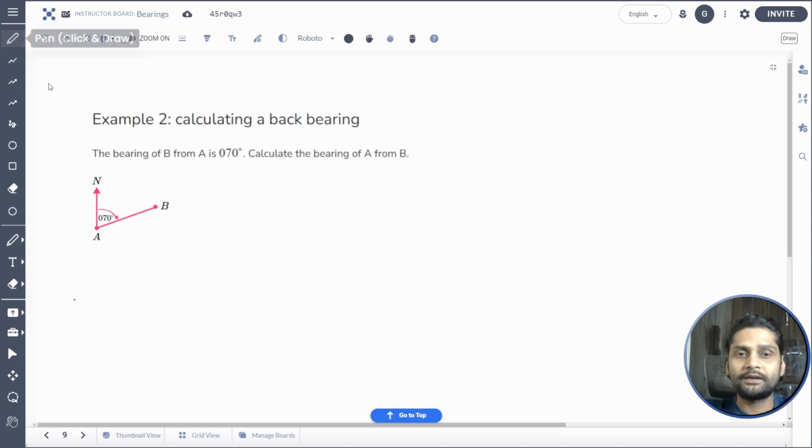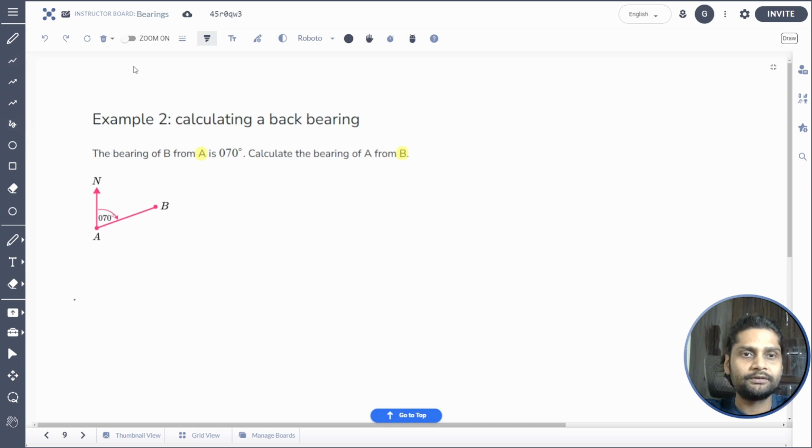For example, this time they are given the bearing of point B from A. It means that initially the reference point is A. But on the other hand, they said calculate the bearing of A from B. It means the preposition "from" now came before B, so B has now become the reference point.